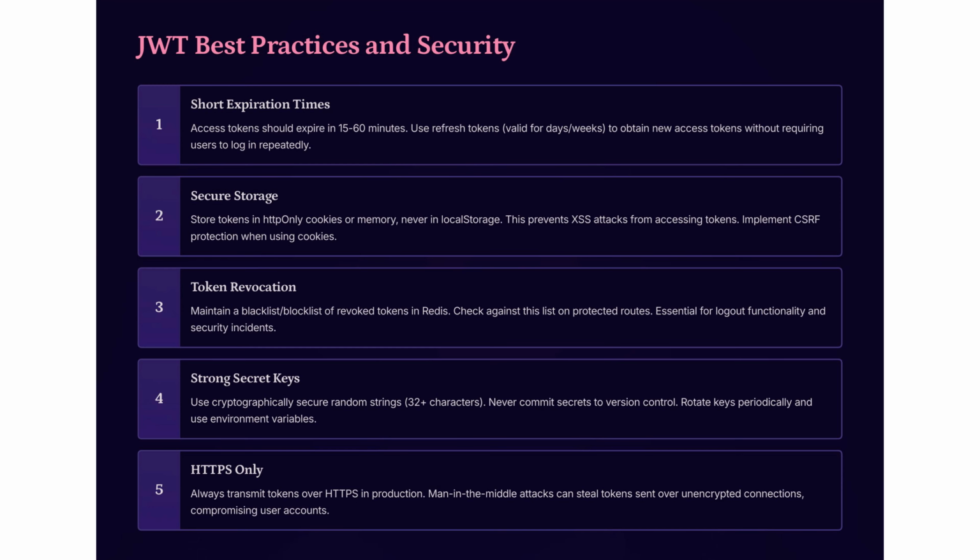Access tokens should expire within 15-60 minutes, while refresh tokens last longer, allowing new access tokens without frequent logins. Store tokens in HTTP-only cookies or memory to prevent cross-site scripting attacks, and implement cross-site request forgery protection. Maintain a blacklist of revoked tokens for security. Use strong, secure secret keys and always transmit tokens over Hypertext Transfer Protocol Secure.